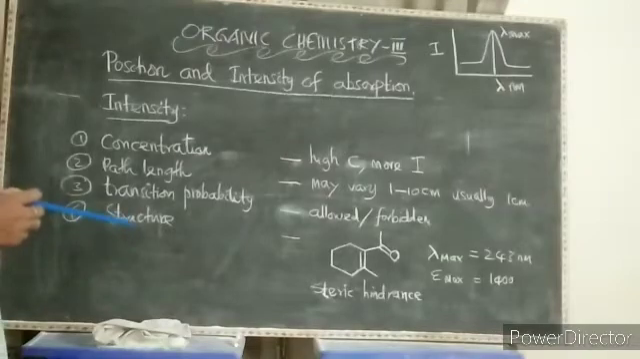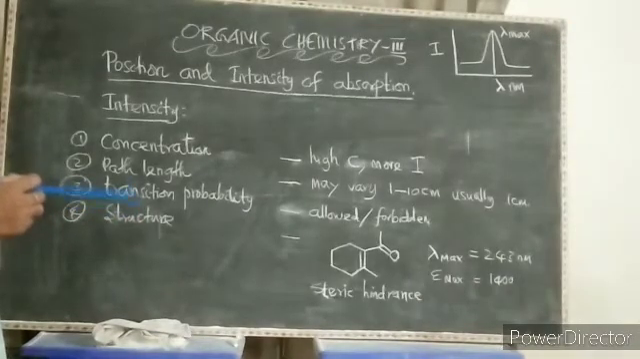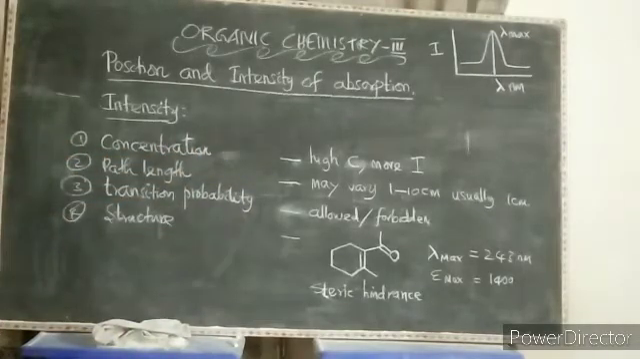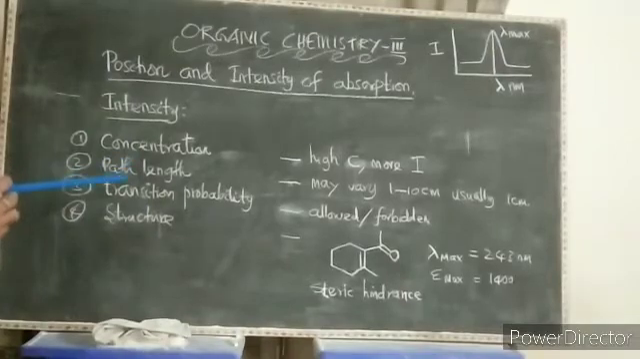So if the sample is highly concentrated, the light will be absorbed more. Second, path length. Path length refers to the size of the sample, which may vary from 1 to 10 centimeter, but usually in our spectrometers we use 1 centimeter sample cell.